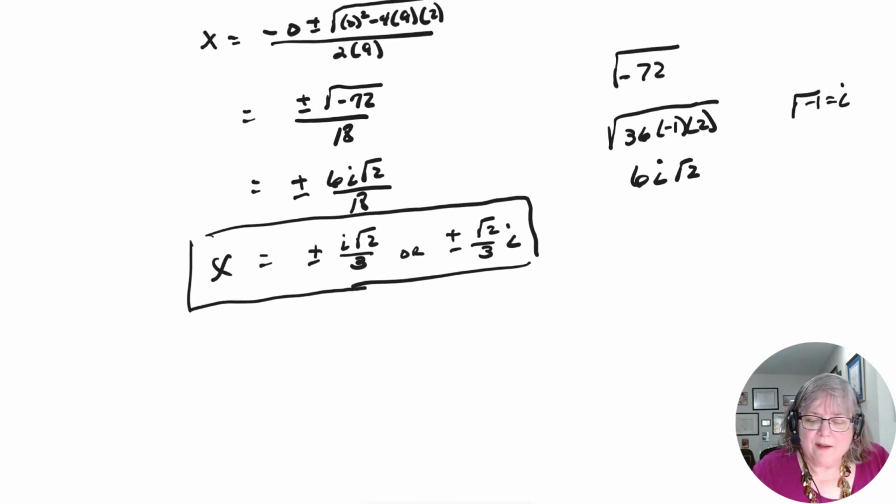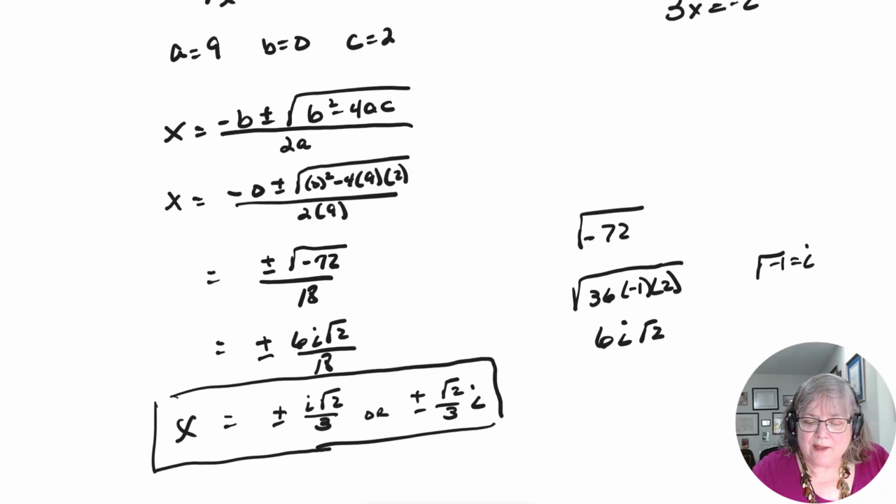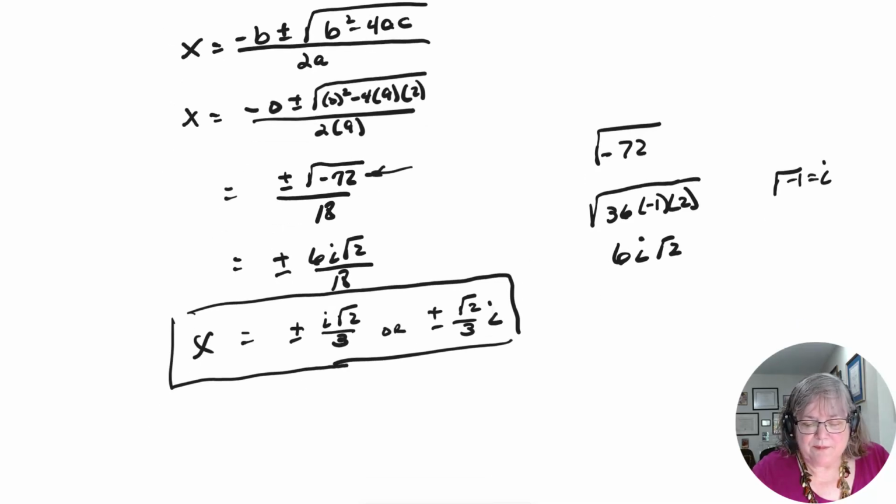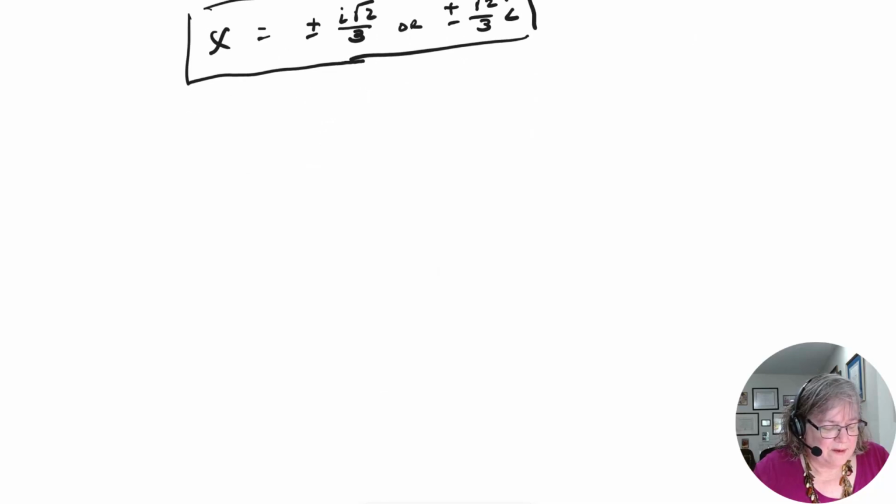Okay? Notice that this was imaginary because I had a negative number in here. So if the discriminant turns out to be negative, you know you're going to get imaginary numbers. All right, let's try one that's a little different.